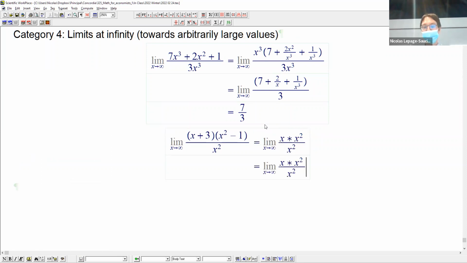And then what am I getting? I'm getting x, so I'm getting infinity. Because here I divided by x squared, so I'm getting something that's very large.